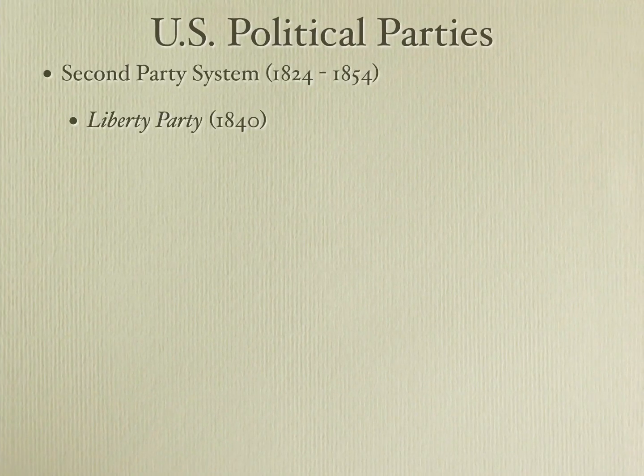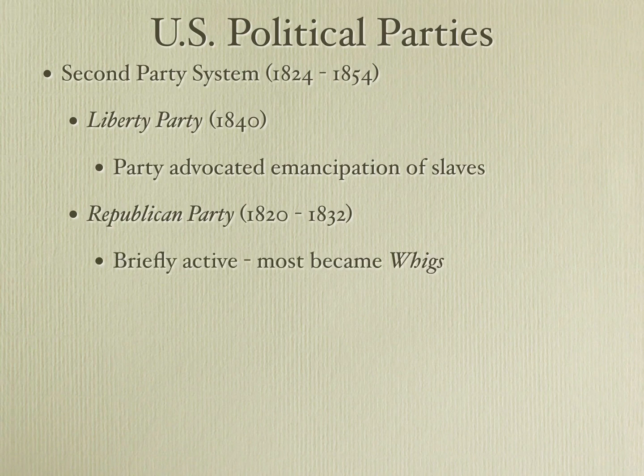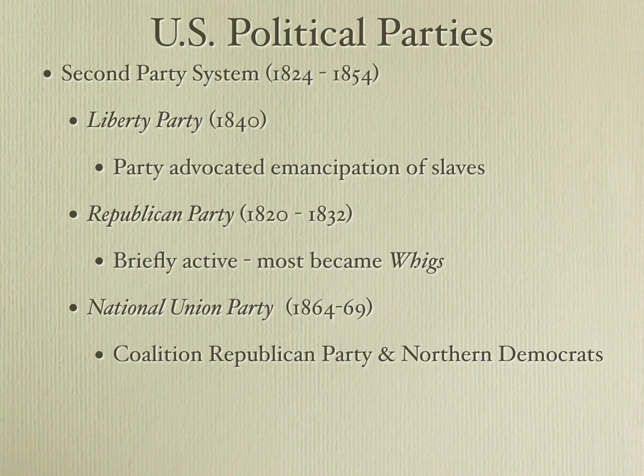There was the Liberty Party, which was founded in 1840. It advocated the emancipation of slaves. The Republican Party was active from 1820 to 1832, and that party collapsed. The National Union Party was formed in 1864 to 1869.